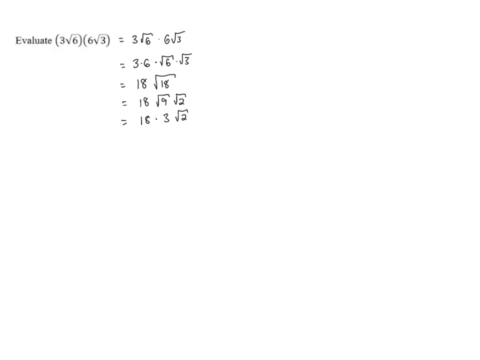And now that that 3 is outside of the radical, we can multiply it by 18. 18 times 3 is 54, so we end up with 54 root 2 as our final answer.